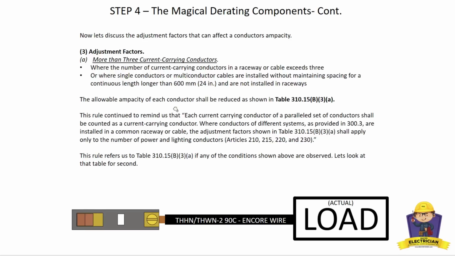Now, the allowable ampacity of each conductor that's based in 310.15(B)(16) is going to actually be reduced by the values that are provided in 310.15(B)(3)(a), okay? This rule continues to remind us that current carrying conductors of a parallel set of conductors shall be counted as current carrying conductors. And you're not going to count the conductors that are not under 210, 215, 220, and 230. In other words, signaling and control, you don't count those as current carrying conductors.